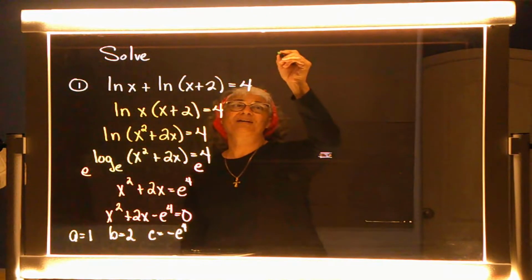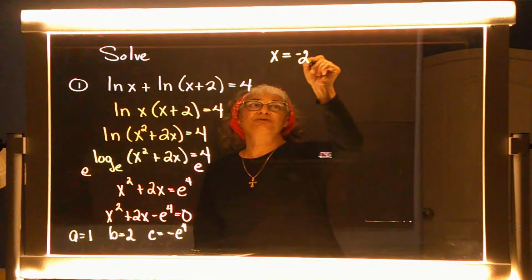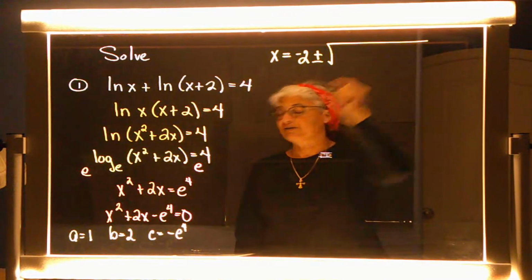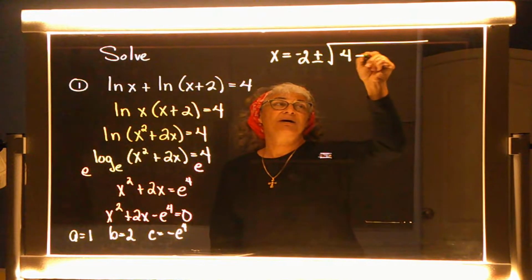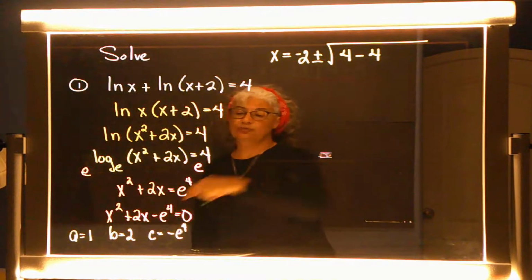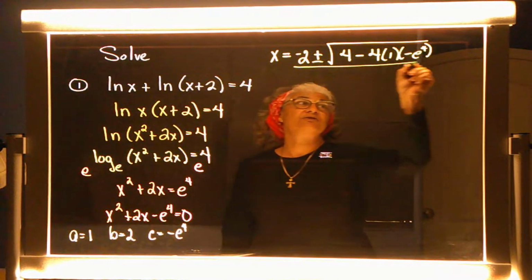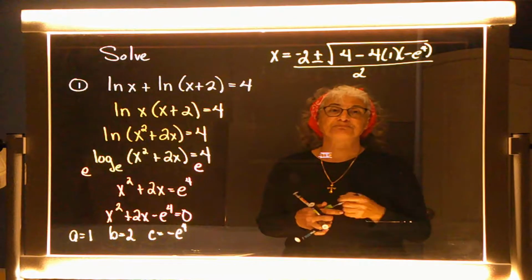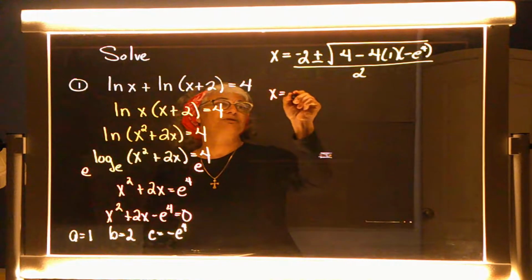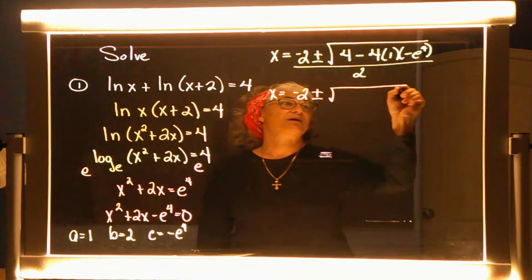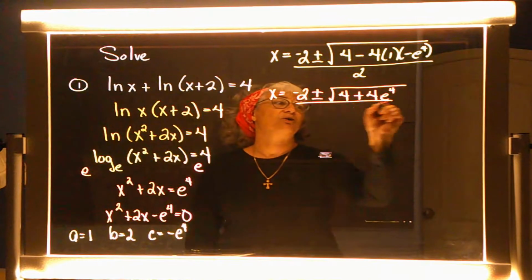Follow along. Okay, so we'll have x equaling the opposite of b, so negative 2, plus or minus the square root of b to the power of 2. So 2 squared is? Good. 4 minus 4 times a, which is 1, times c, which is negative e to the power of 4, all over 2a, which would just be 2. Do you agree? Okay, keep following. So we'll have x equals negative 2 plus or minus the square root of 4 plus 4e to the power of 4, all over 2.